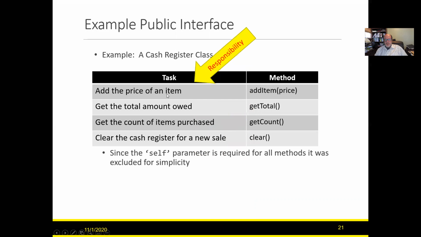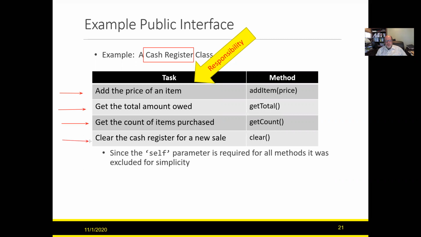So the responsibility of this class called cache register. So we have a cache register class. Okay, what is it supposed to do? What is the responsibility for it? Remember, we're going to do this top down, so we may miss some stuff that we can catch later. We're going to add the price, get the total, get the count, how many items we have, and clear the cache register. So those are the tasks that we have, and we're going to create methods based on those.